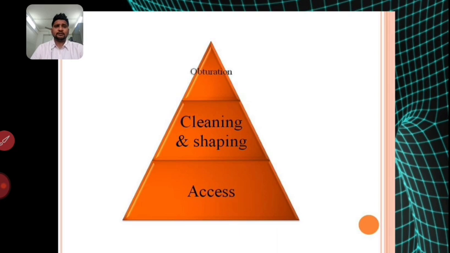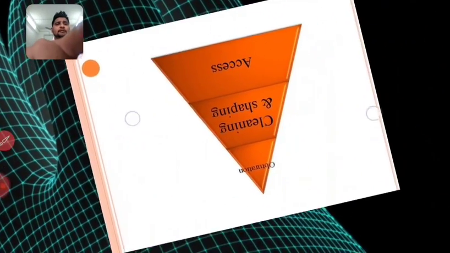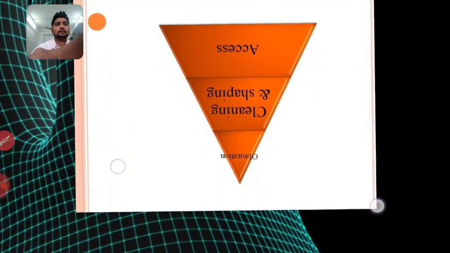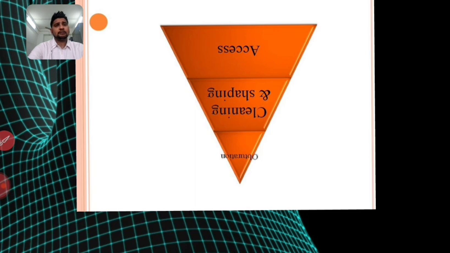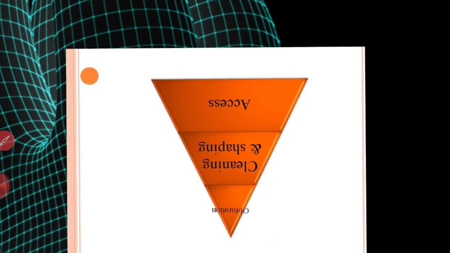What we do, unfortunately, we invert the triangle. We invert it like this, and then we land up with your access being compromised, your cleaning and shaping more difficult, and your obturation even worse. So don't do that. Give time to access cavity preparation, how it is done.